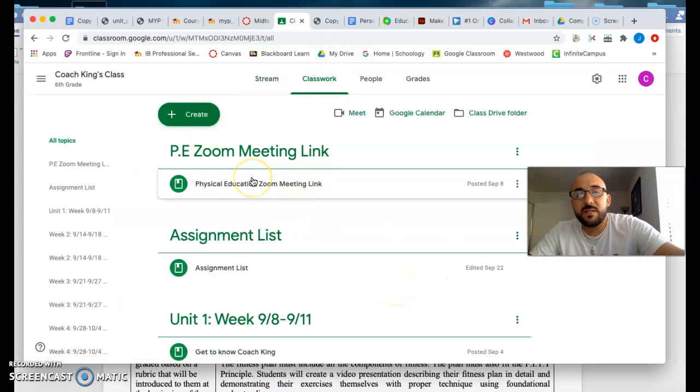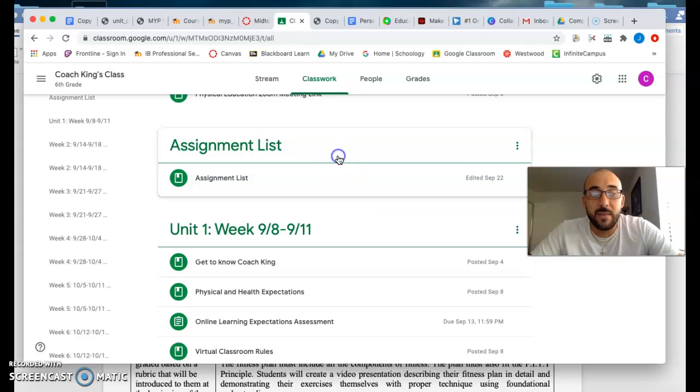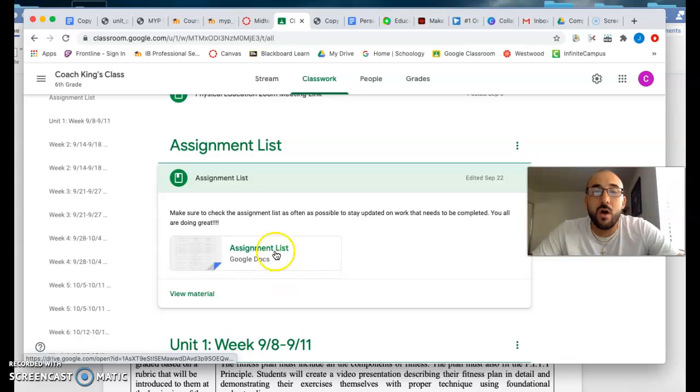I always have at the top the Zoom meeting link that students can click on to access our Zoom meetings. Always here's an assignment list, so students can access all the assignments and the dates on which they're due. They don't have to go to multiple places. They can always just go to this one assignment list and find all of your assignments and their due dates. Students really love that.